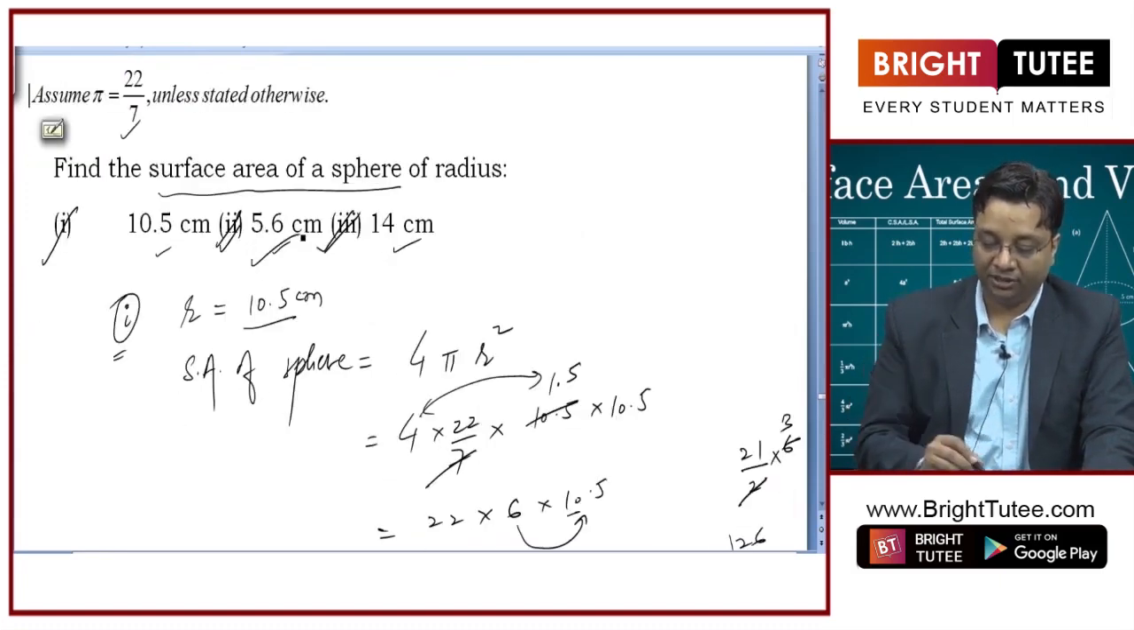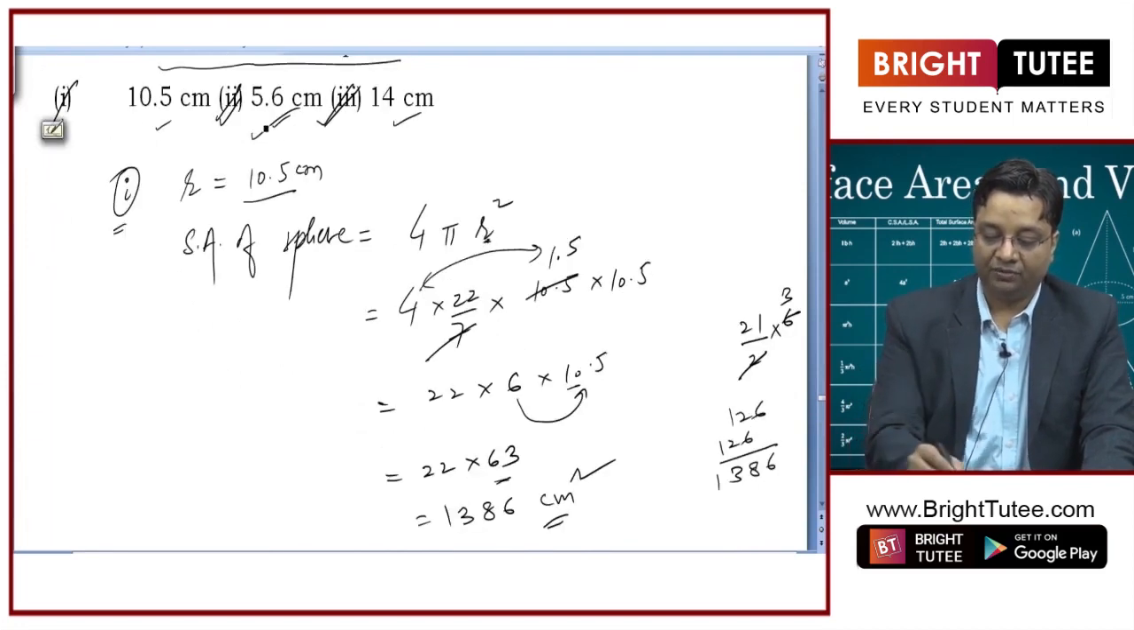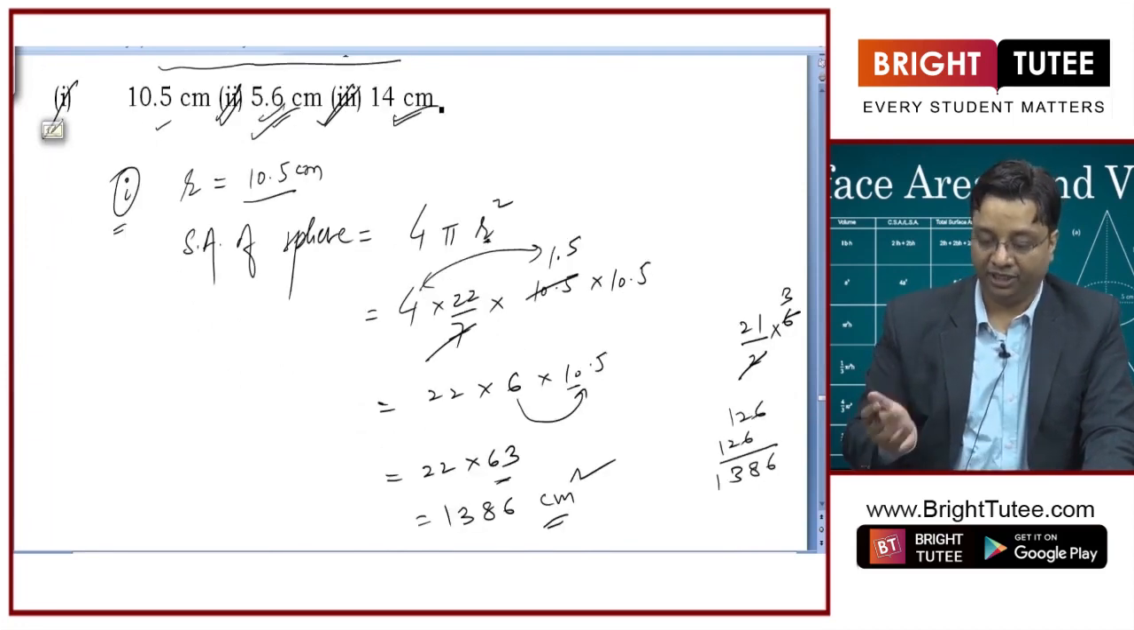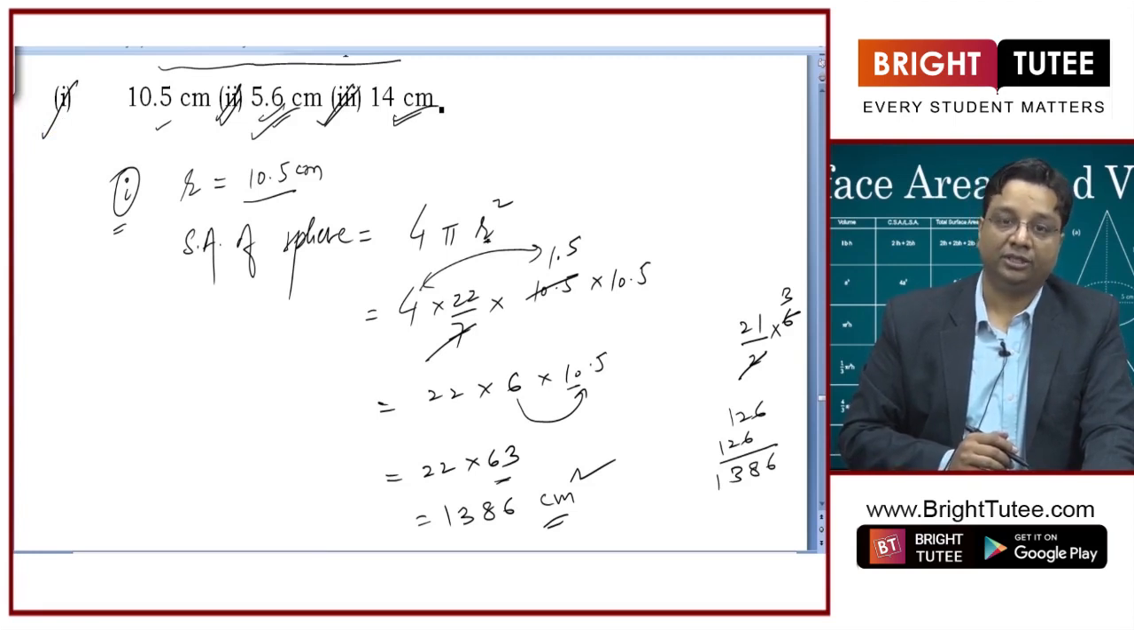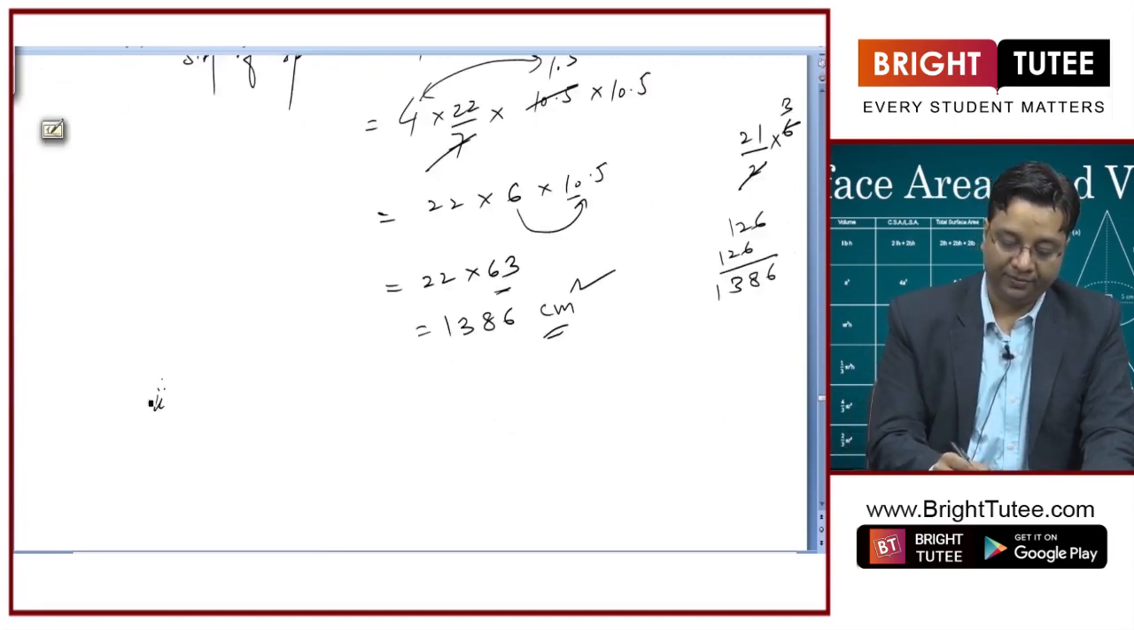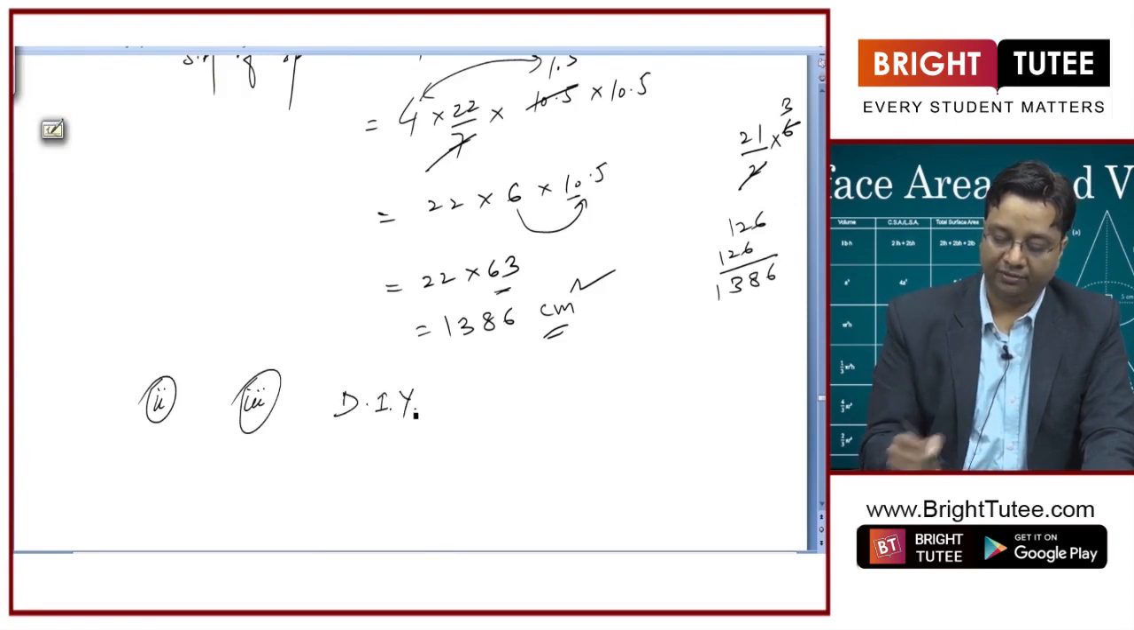In the rest of the cases you just replace r with these values 5.6 and 14, and the rest is just the calculation part. So the second part and third part is do it yourself. All right.